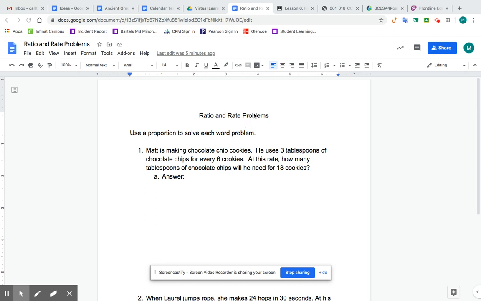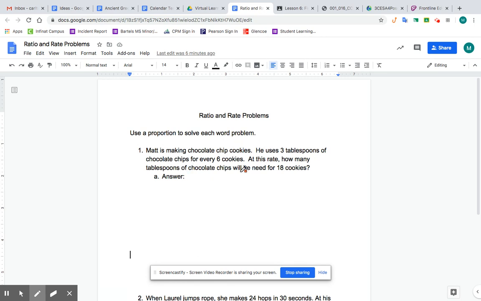Ratio and rate problems. So it says here for your directions, use a proportion to solve each word problem. The first problem here says Matt is making chocolate chip cookies. He uses 3 tablespoons of chocolate chips for every 6 cookies. At this rate, how many tablespoons of chocolate chips will he need for 18 cookies?